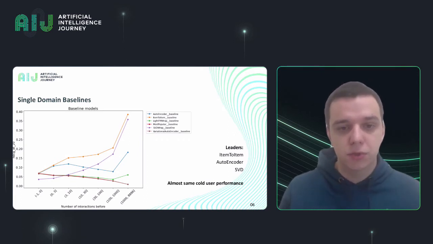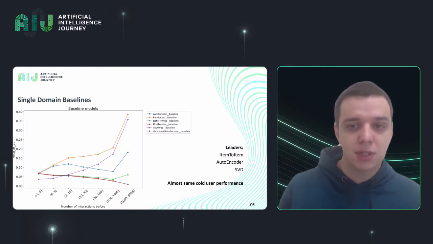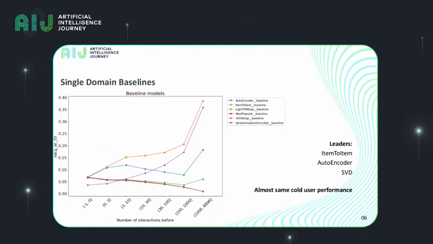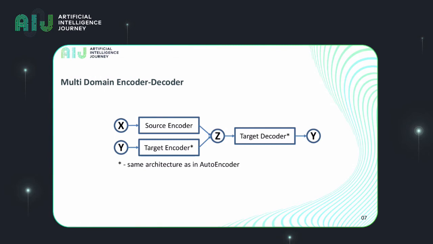We have 6 models here. There's the established classic, matrix factorization. We have a recommendation of the most popular items, but we also used neural networks such as an autoencoder. The leader here is the item-to-item approach and the autoencoder. We can also see that the results on cold users are almost the same everywhere.